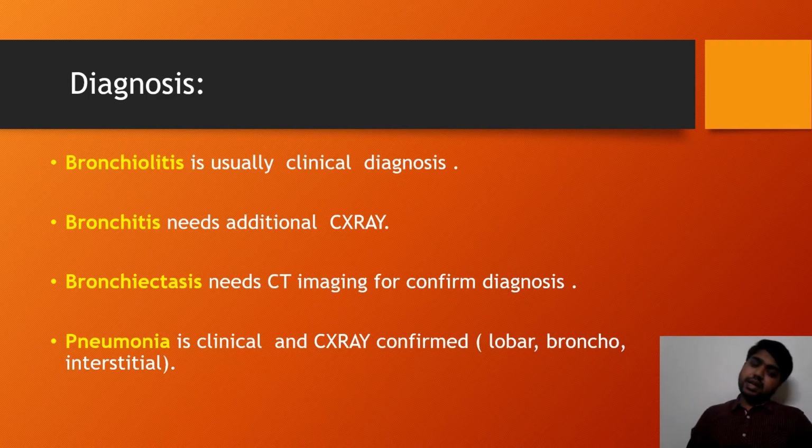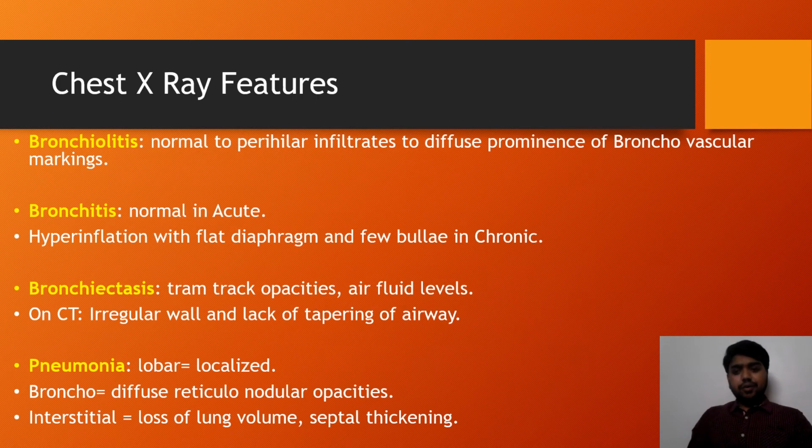Then diagnosis. Based on the clinical syndrome, you may need additional imaging, radiological. Bronchiolitis is usually a clinical diagnosis, whereas bronchitis needs an additional chest X-ray, and bronchiectasis needs a CT for further confirmation of the diagnosis. Whereas in pneumonia, with clinical findings and chest X-ray, you can differentiate whether it is lobar pneumonia, bronchopneumonia, or interstitial pneumonia. So we will have a look at how we differentiate based on radiological appearance.